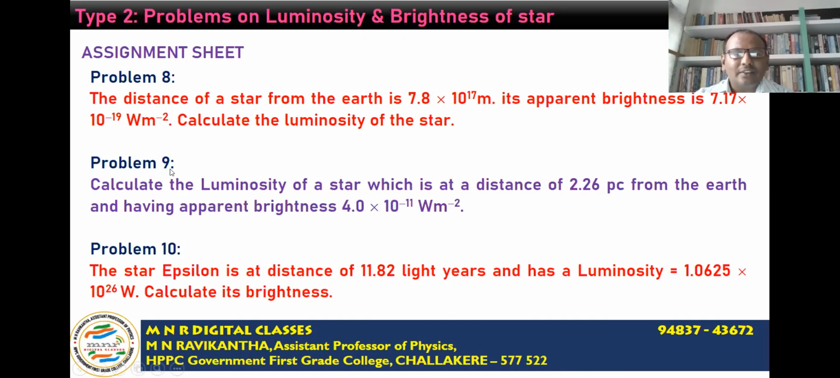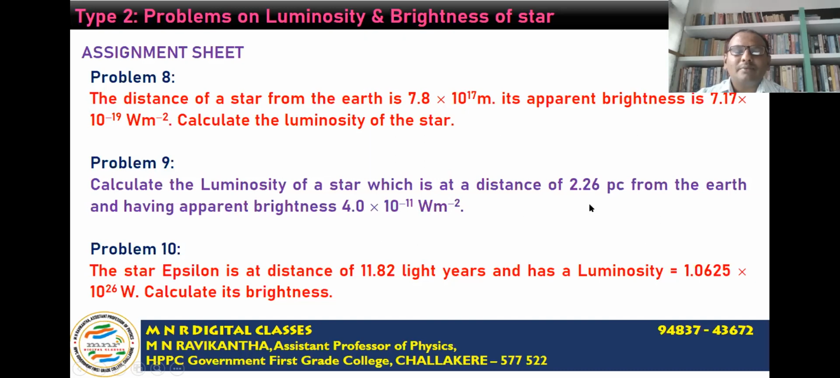Next one, calculate the luminosity of a star which is at a distance of 2.26 parsec from the earth, having the apparent brightness 4 into 10 to the power of minus 11 watts per meter square. Again, a problem similar to problem 8. Here distance D is given in parsec. First convert the distance from parsec to meters, then use the formula: luminosity is equal to 4 pi D square into brightness B.